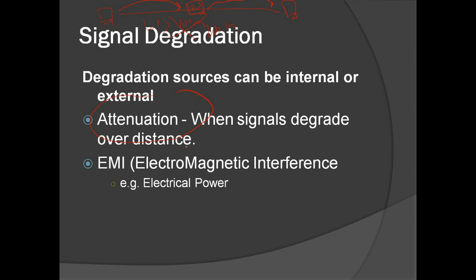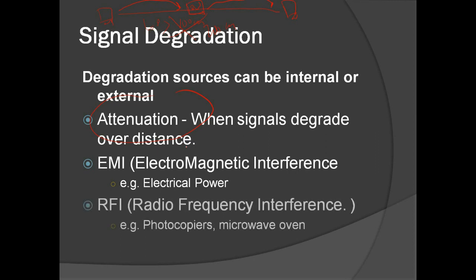Okay, so next we have electromagnetic interference. There are several devices, like home appliances, that produce electromagnetic interference. We also have RFI, or radio frequency interference. These also come from different devices like photocopiers and microwave ovens.